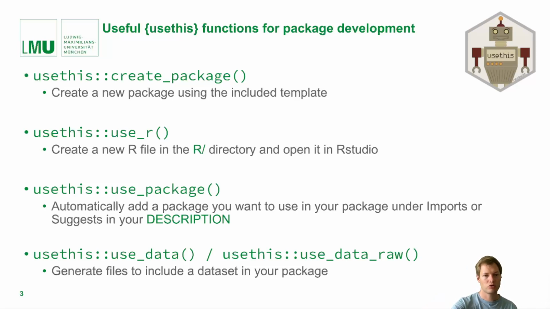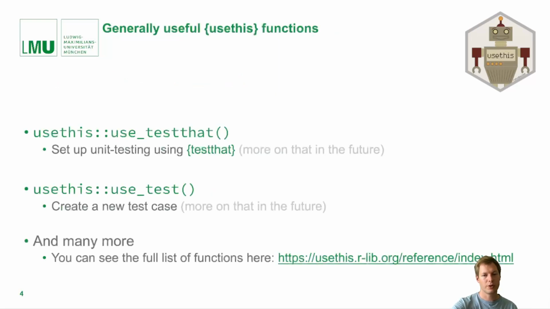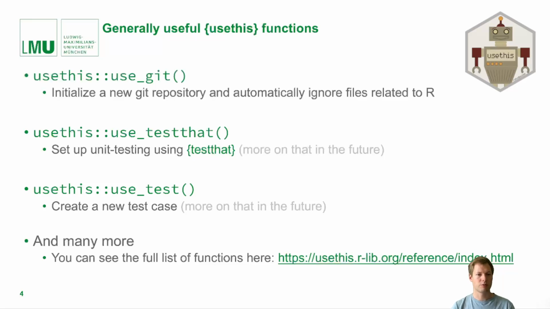Some more generally useful functions beyond just package development. Oh, there's some weird fading in here. Okay, there seems to be some bug. But first you have use_git to easily initialize a new git repository and automatically ignore common files related to R. So again, it's just a nicer way of writing git init that does a bit more things for you.